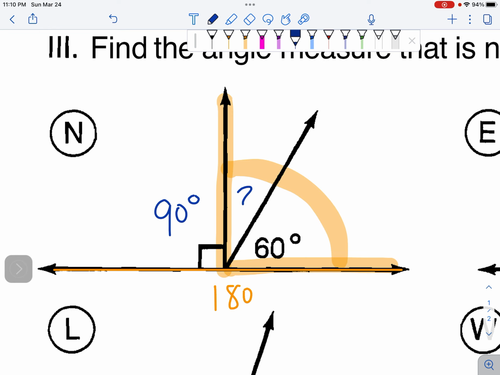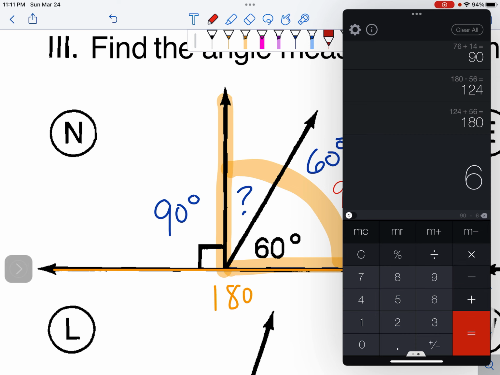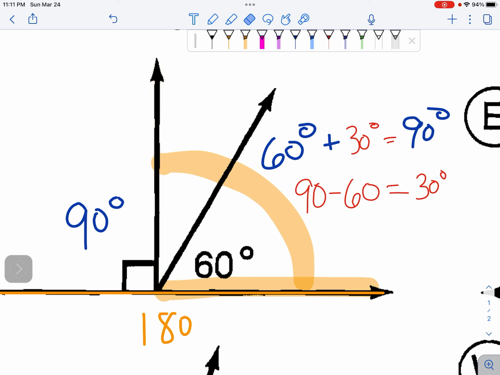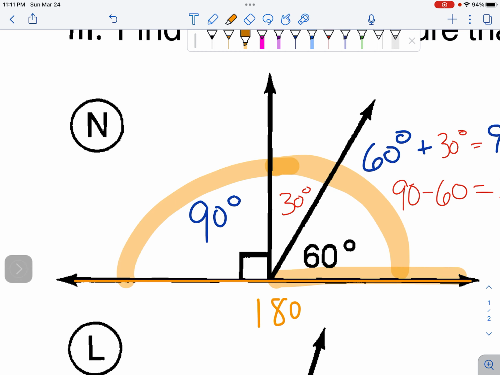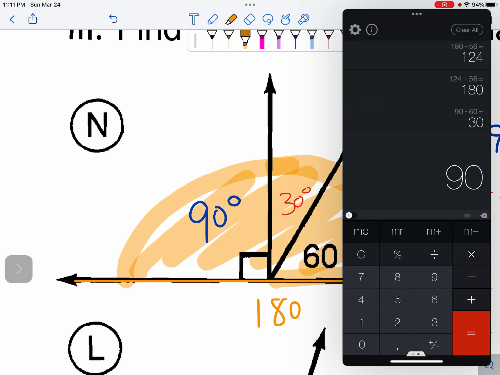So this question mark here, 60 degrees plus question mark equals 90 degrees. And if you don't know the answer, turn it around and make it 90 minus what you know. 90 minus 60 equals 30. So that means the question mark is 30 degrees. If I add up all three of these numbers now, we should get 180 degrees. Let's try it out. 90 plus 30 plus 60 is 180 degrees. Great.